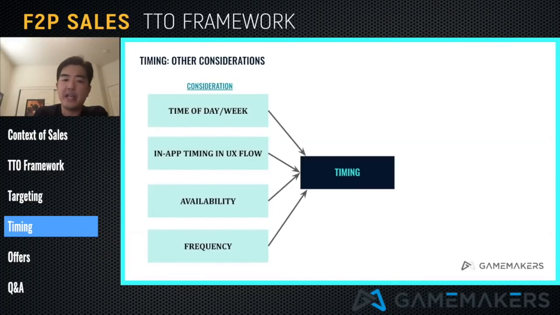Finally, some other considerations to think about with timing: you should also factor in things like time of day, time of week, and the in-app timing in the UX flow. Are you going to pop up 10 offers at the start? Are you going to try to integrate an offer within the game flow? Then availability, meaning, is the offer going to be time limited? Is a player going to have an hour to accept, or a day? And then frequency, meaning the number of offers that you're giving the player as well.